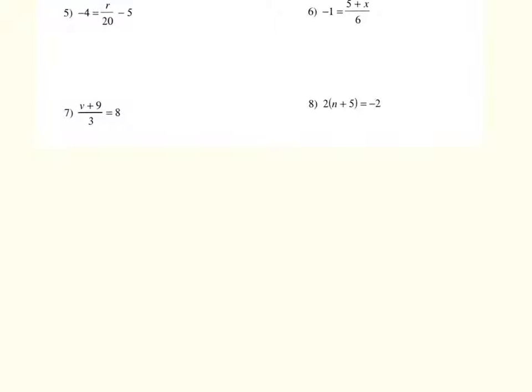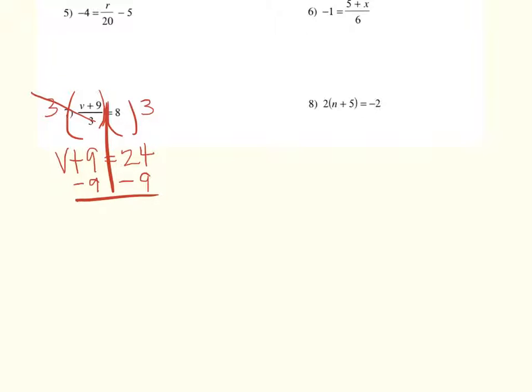Number 7, again, we have a case where we have division, which means that in order to do the inverse operation, we need to multiply. So if I multiply this side by 3, it cancels, but I also have to multiply this side by 3. That gives me v plus 9 equals 8 times 3, which is 24. I'm going to subtract 9 from both sides, giving me v is equal to 15.